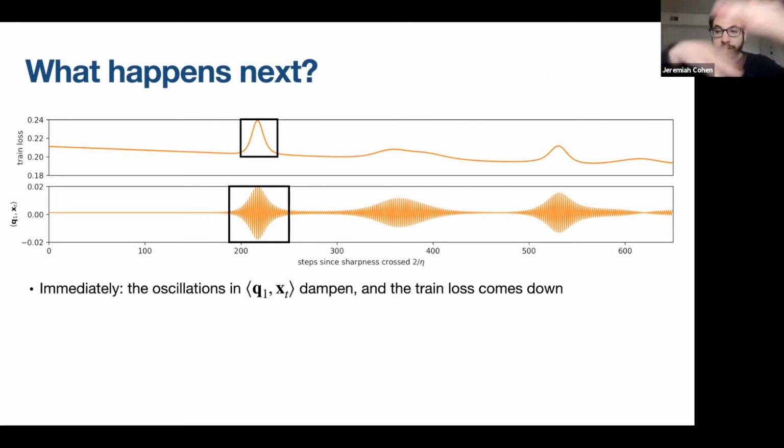And simultaneously the train loss comes down. So we sort of step back from the brink somehow. And this is because we're not optimizing a quadratic. If we were optimizing a quadratic, we would diverge. But since it's a neural network, we somehow come back from the brink.